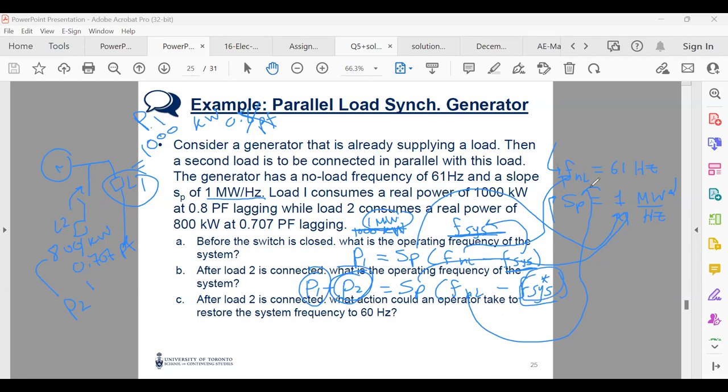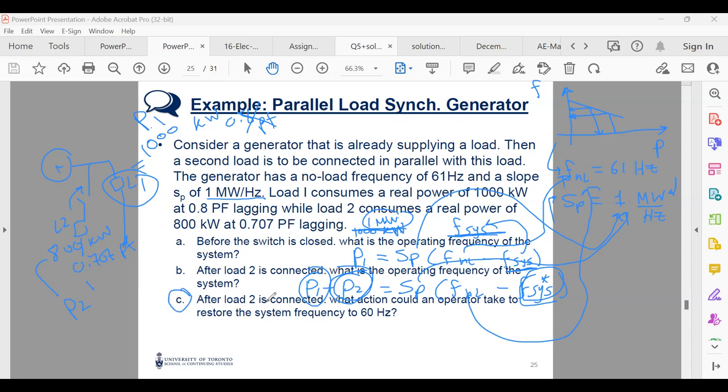What do you expect about the system frequency? Will it be higher or lower? So you have this load, and this is the frequency, and then you increase the load. So I expect that the frequency is going to decrease.